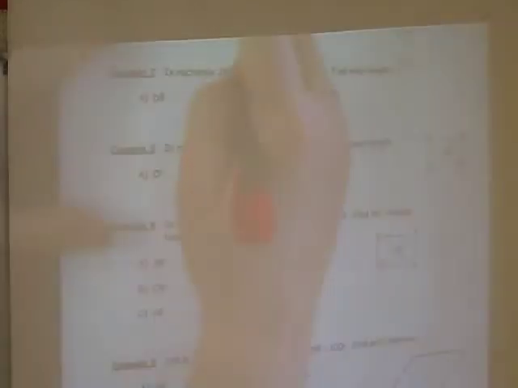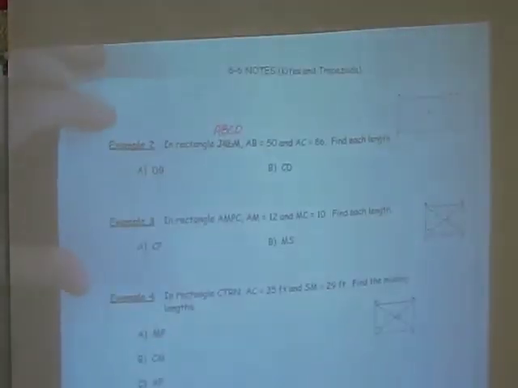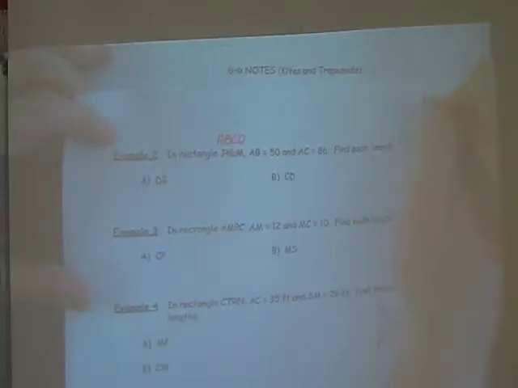On to the next page, we have a rectangle at the top. And it says in rectangle JKLM, that should be ABCD. Sorry about that. AB is 50. We're going to label that right there. And AC is 86.